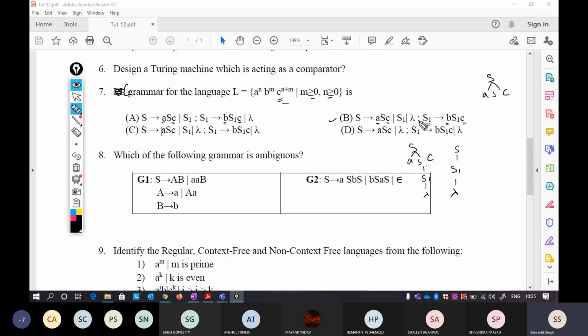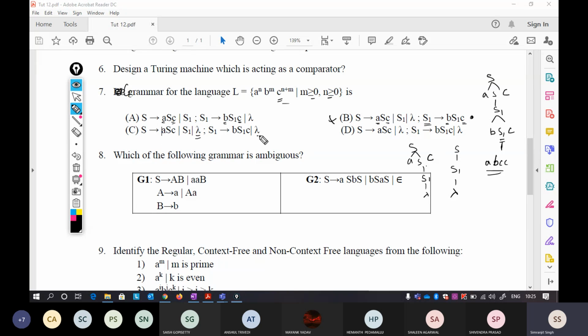Now this S is tending towards S1. Now S1 is again b S1 c. So now how can you stop here? What is the stopping point here? It is fine that the a's and b's are equal to the number of c's, but you cannot stop here. So you can directly see that a b c c should be in the grammar, but it is not derivable here. So you can directly ignore this one and check.